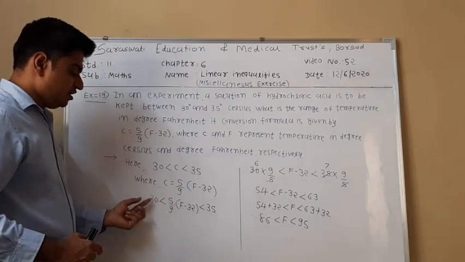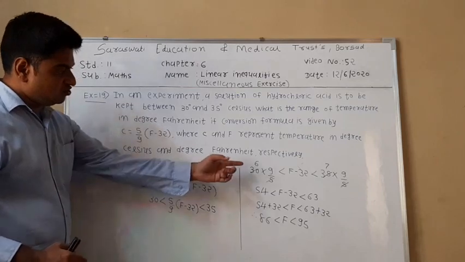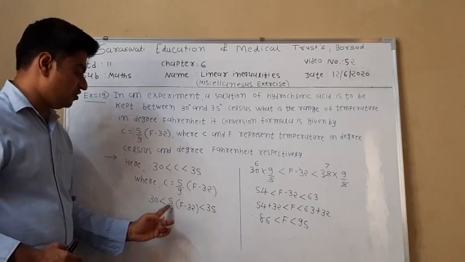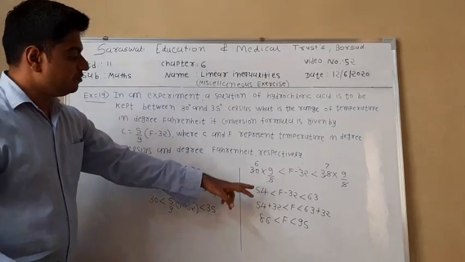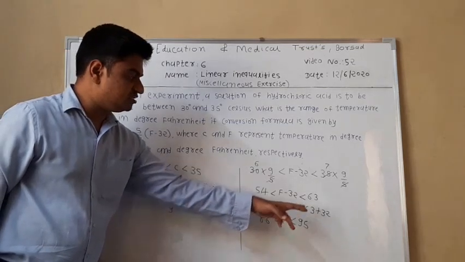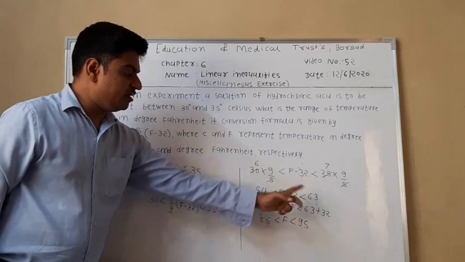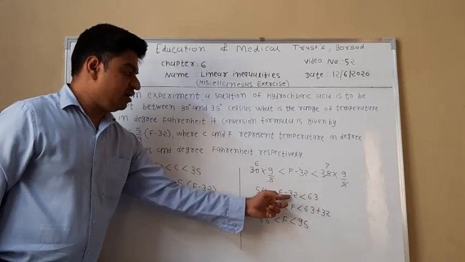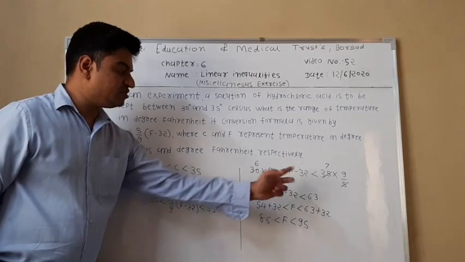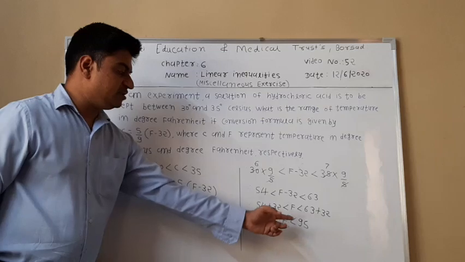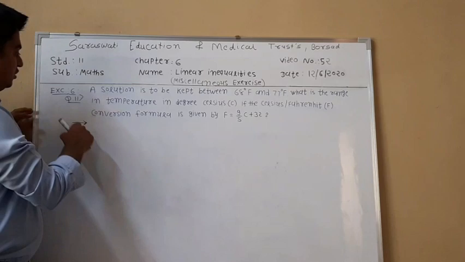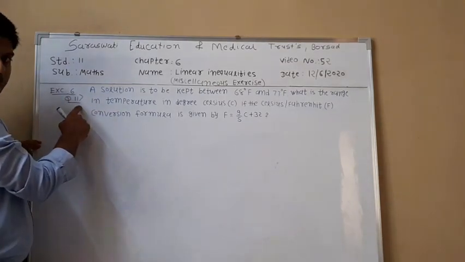Now multiply by 9/5 on this side, and in the same way 9/5 on the other sides, and remove this term. Simplify this term, so we get 54 < F - 32 < 63. Now add 32 on both sides, since minus 32 is present in between, so plus 32 on both sides. Now simplify this term, so we get the answer. Clear?